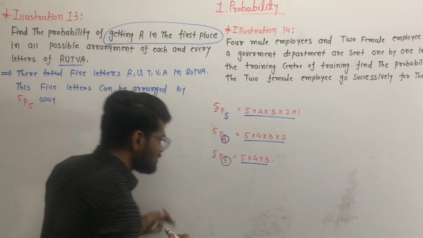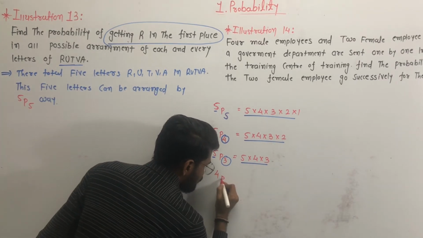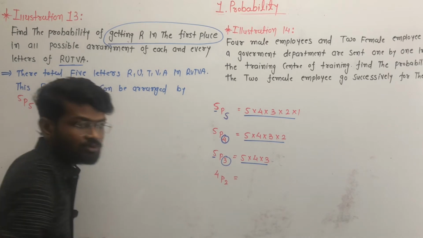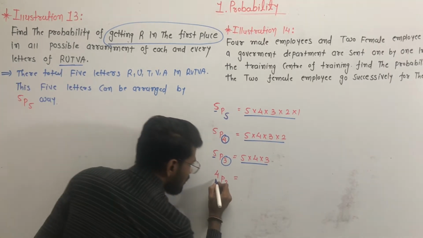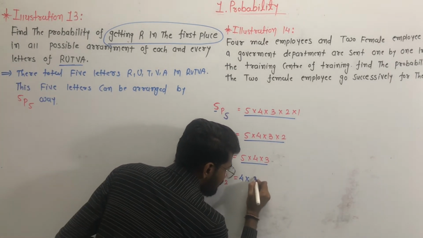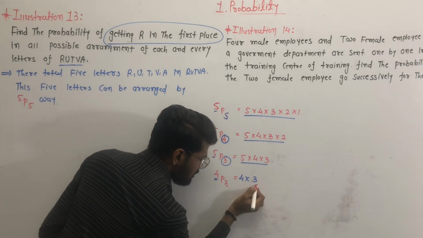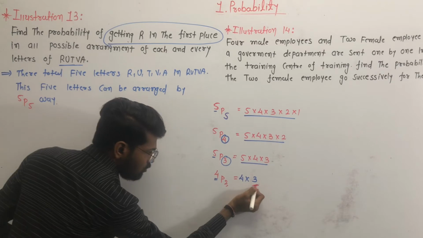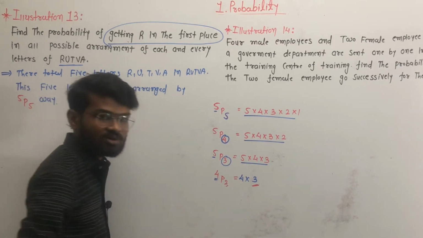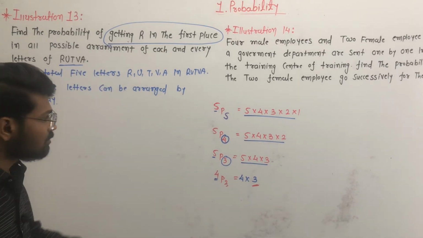Suppose there is 4p2, then we have to start with 4, multiply by 3. There is a 2, which means a total of 2 numbers, and we have to start with 4. So this is the meaning of P.